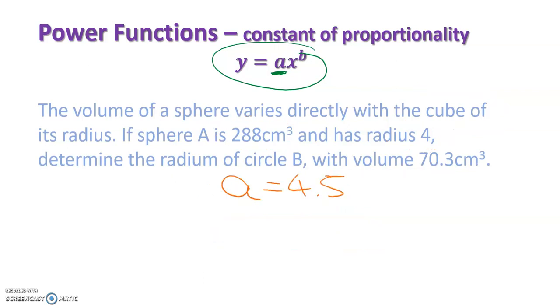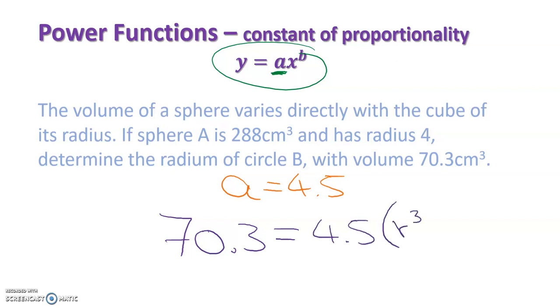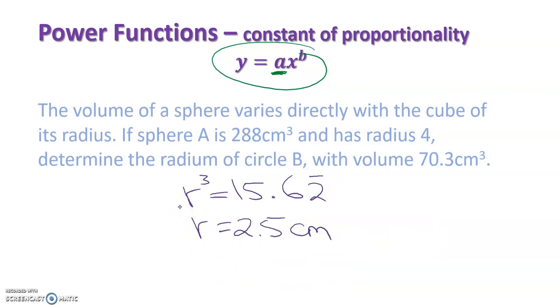So the volume of our second sphere is 70.3. And we know that has to equal A times our radius, and A is 4.5, and then our radius is going to be cubed. So we need to divide both sides by 4.5, and we end up with r cubed equaling 15.62 repeating. So r is going to be the cube root of 15.62, which gives us 2.5 centimeters.